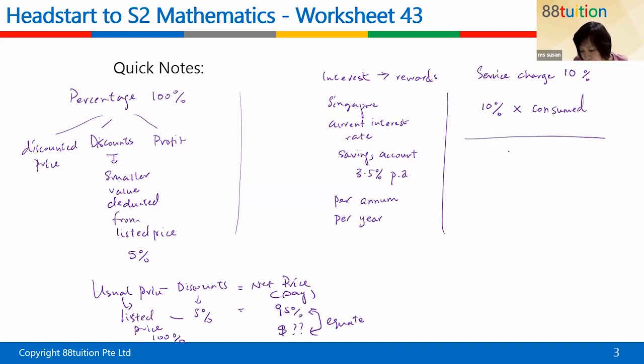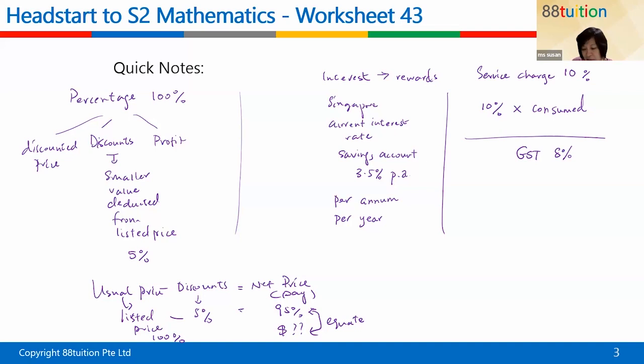Now, on top of that, they also charge GST. Who can tell me what our GST rate is at this current moment? Anyone? How much do you know? It's a very current thing. 8%. Thank you. Thank you, Gen V. Thank you. 8%.